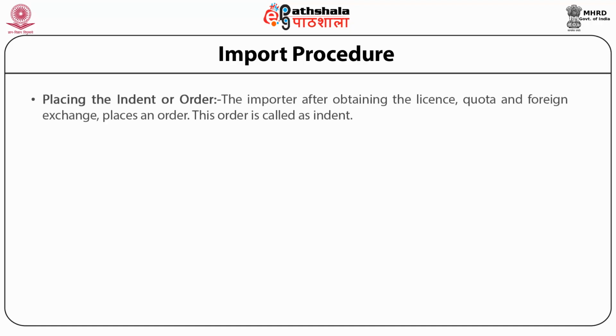Next step is placing the indent or order. Importer, after obtaining the license, quota, and foreign exchange, places an order. This order is called as indent. The indents are of three types. One is open indent, closed indent, and third is confirmatory indent.